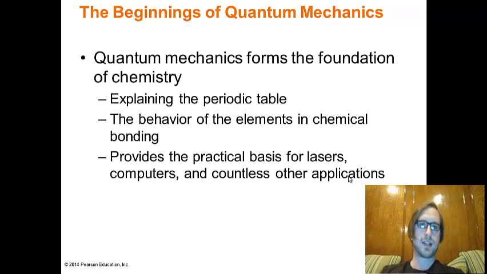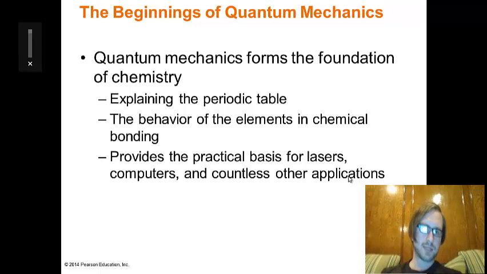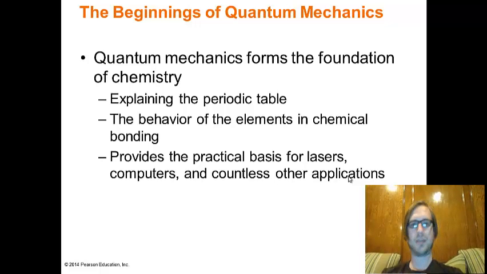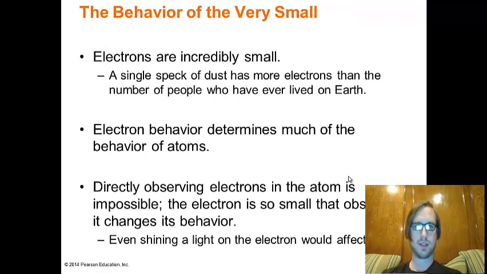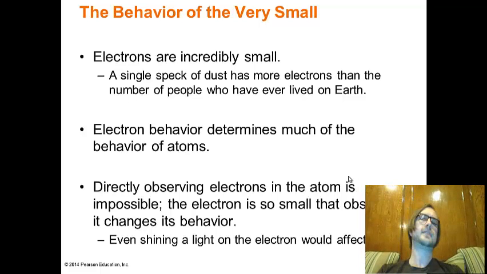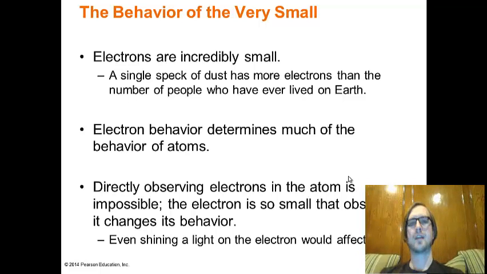So quantum mechanics forms the foundation of chemistry, and a lot of the things that we've explained all come from quantum mechanics. It explains the periodic table, the behavior of elements, the practical basis for all kinds of stuff that we do. Electrons are extraordinarily important here. And it's strange because we're talking about a different world than we live in.